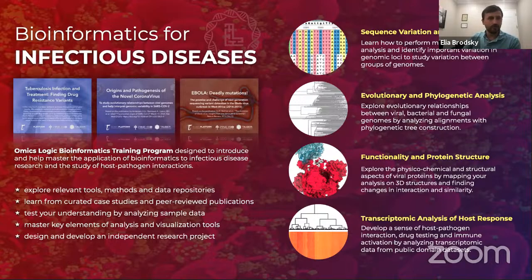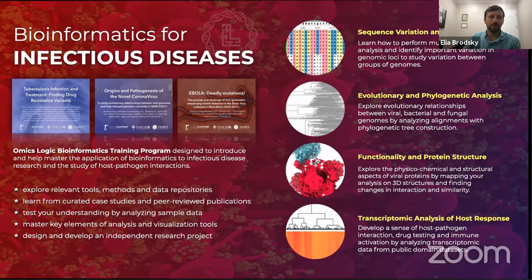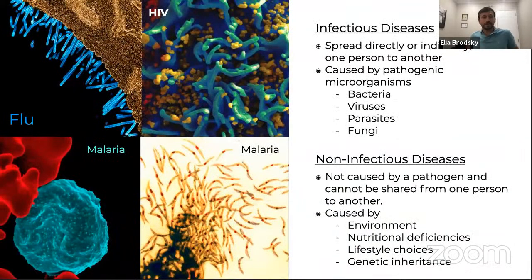So for those of you that are joining with minimal background in virology or infectious diseases, let me start from a little bit of a beginning. What are infectious diseases and how are they different from non-infectious diseases? Infectious diseases spread by pathogenic microorganisms, and those can include bacteria, viruses, parasites, and fungi. And you can see some of the examples here on the left side. So flu, HIV, malaria, and some of these are very different types of diseases.